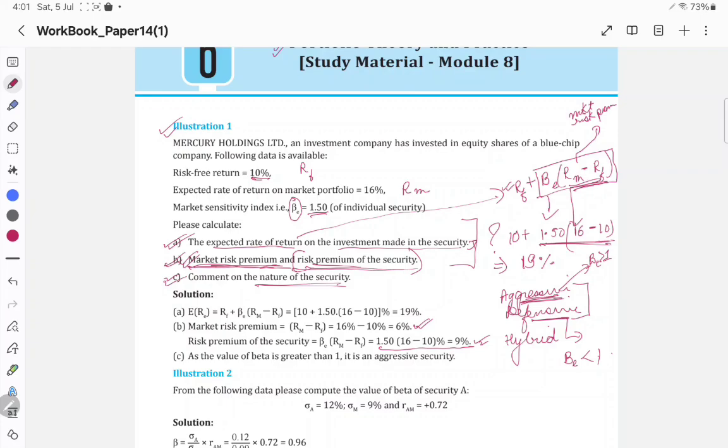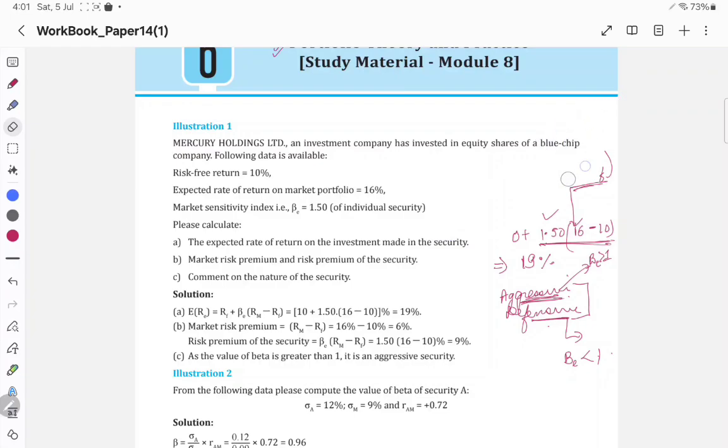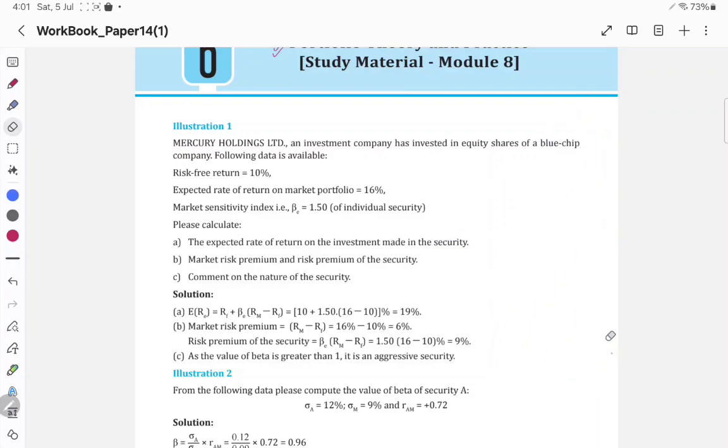Because here the beta was greater than 1, this is an aggressive security, or aggressive portfolio. Because the question was asking the nature of security, you have to write it is an aggressive security because the beta is greater than 1. Done? I hope you have understood this question. If any doubts, you can comment below in the comment box, and I'll give a solution for your answers. Okay, we are done with illustration 1.